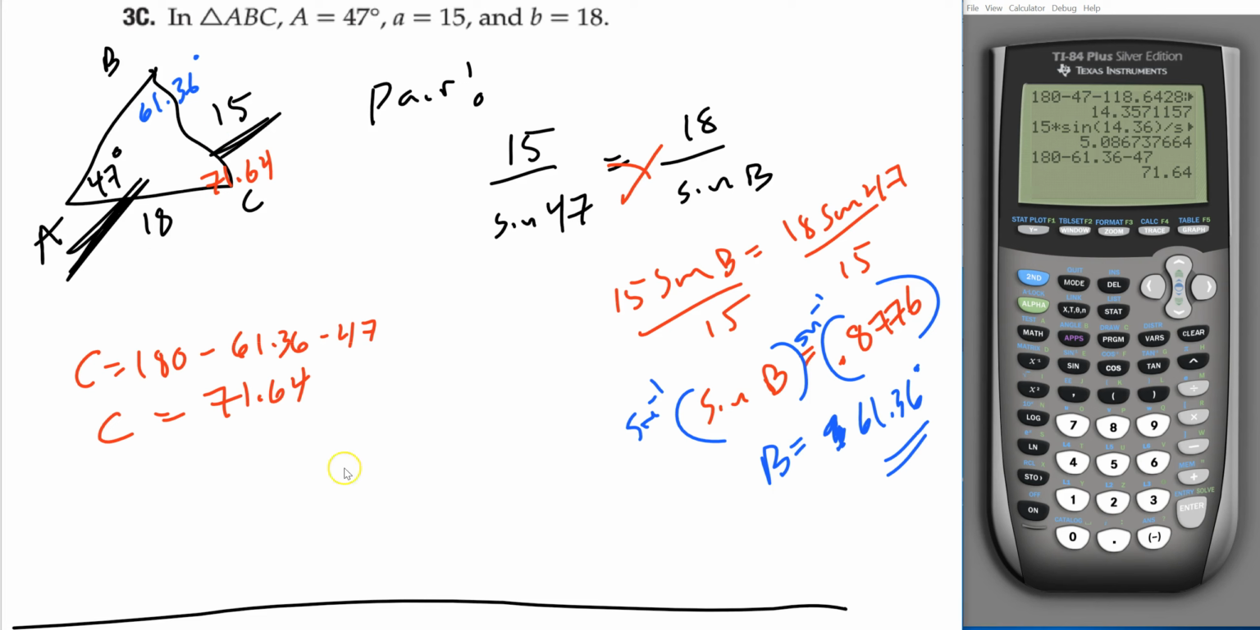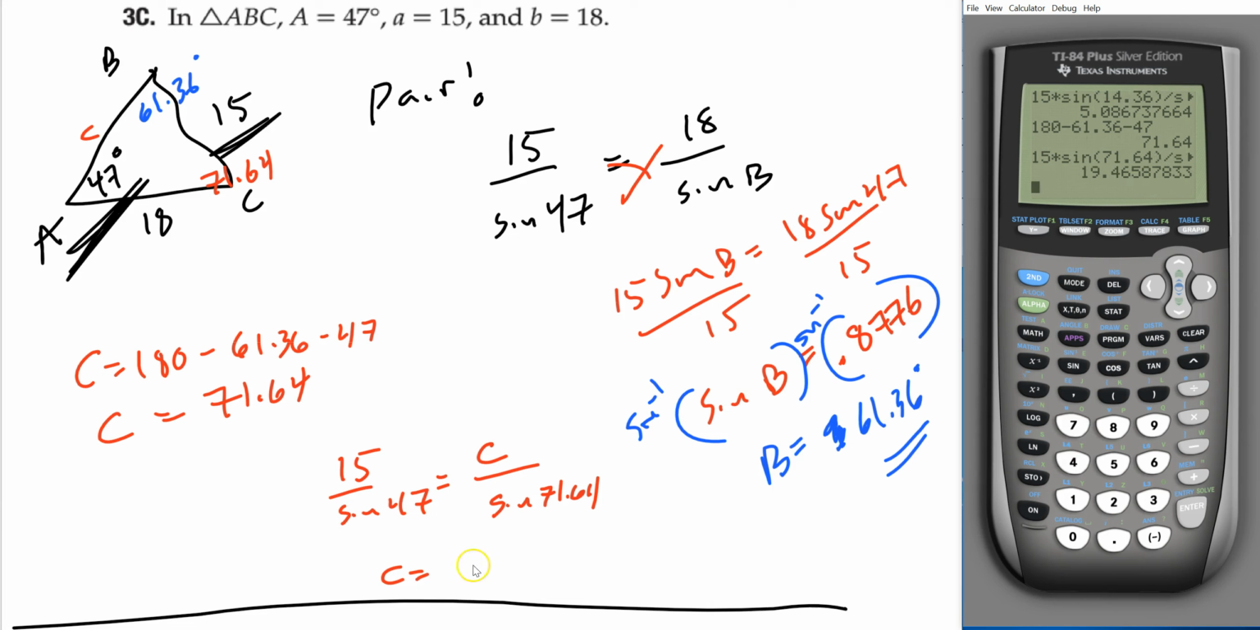And then we're going to find the missing side for C, just like we did over there. Set up the law of sines. I got a pair, so 15 over sine of 47 equals little c over sine of 71.64. Multiply both sides by that, and we're going to get 15 times sine of the answer I got, divided by sine of 47. We get 19.47. And that's how you solve the two triangle case.